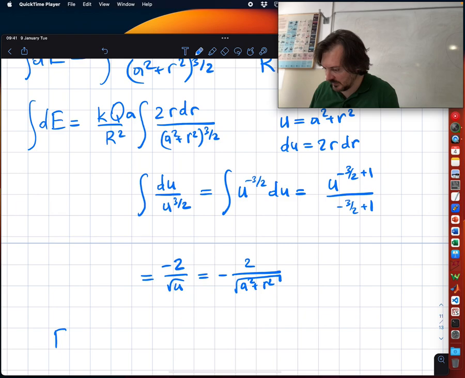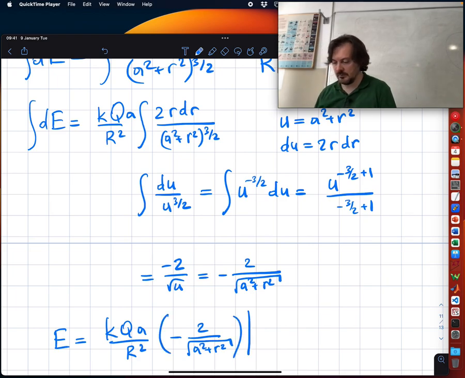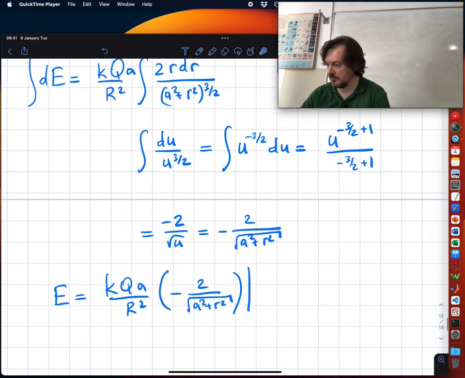Okay. E is kQA over R squared times (1 over A minus 2 over the square root of A squared plus R squared), to be evaluated at where? Where do we go? 0 to R. Does everyone agree with this? So I start with 0 and I grow until the big R, right? So I go from 0 to R.